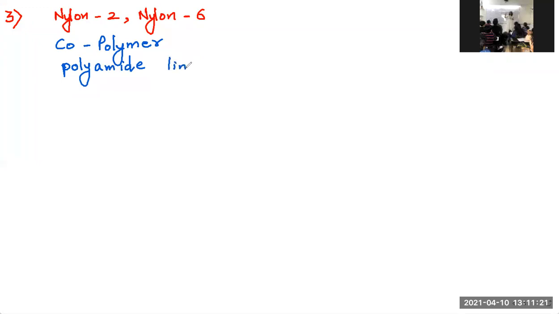It is having polyamide linkage. What were the linkages in PHBV and Dextrin, Juhi? Ester. Yes. Same with this, it has polyamide linkage. What is an amide linkage, Prithvi? Dash C double bond O NH. Okay. So dash C double bond O dash NH dash.